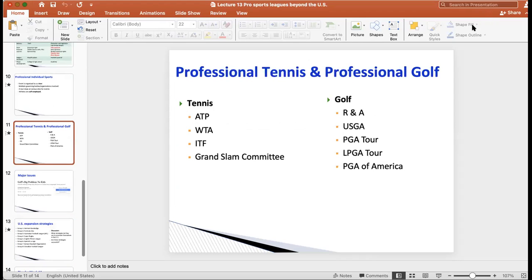Okay, so for professional tennis and professional golf, there are a lot of governing bodies involved, and I would like to ask you some questions and we'll see whether you remember the things you learned. We try to have a very clear distinction for all the different governing bodies. The first one is ATP, WTA, and ITF. So which organization is the governing body for tennis and why? Can anyone answer that question?